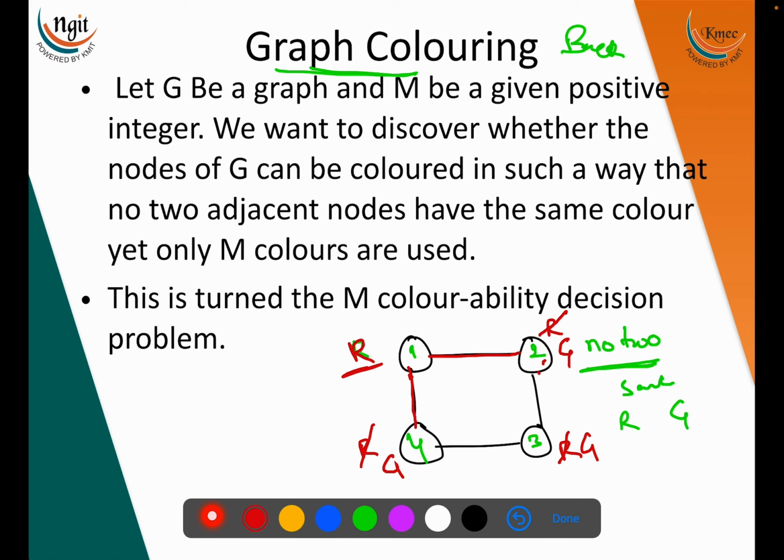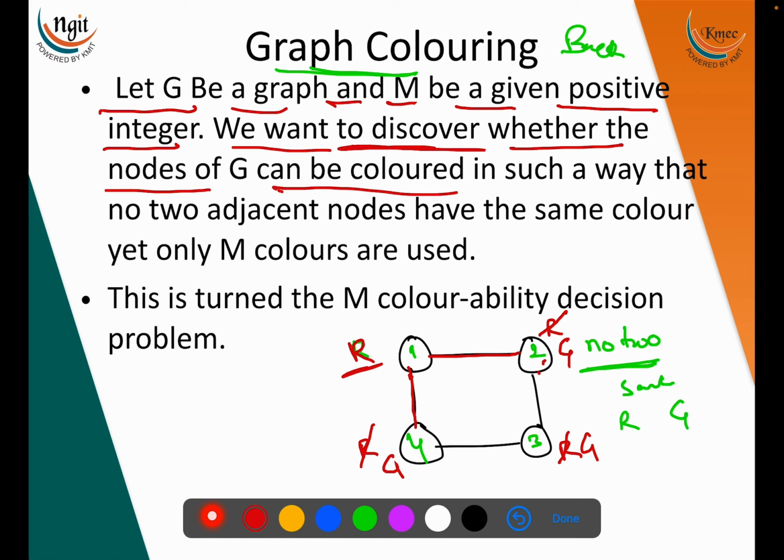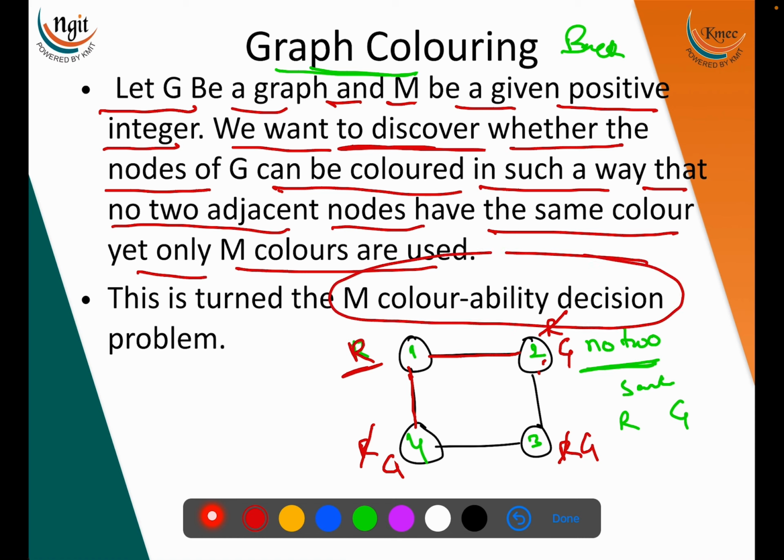Now let's see. Let G be a graph and M be a given positive integer. We want to discover whether the nodes of G can be colored in such a way that no two adjacent nodes have the same color, and only M colors are used. This is called the M colorability decision problem. This is a 2-mark question in the previous question papers of OU.